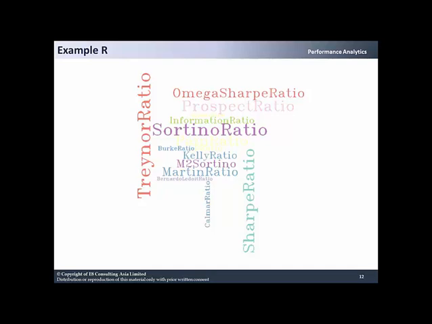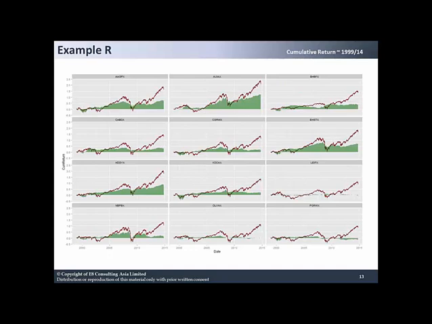This is another example. Here are 12 funds, and they are compared in terms of their cumulative return since 2000 to a benchmark. The red line is the cumulative return, and the green line is their outperformance. R is very good at this, and as you can see, it shows the results in one graphic, and this is only a couple of lines of code.